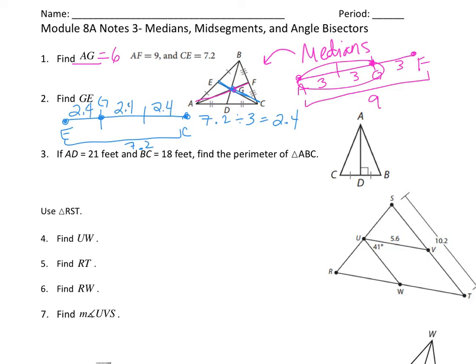But our question in number 2 now is what is the space from G to E? So it's just one of the pieces. So our answer would be 2.4.